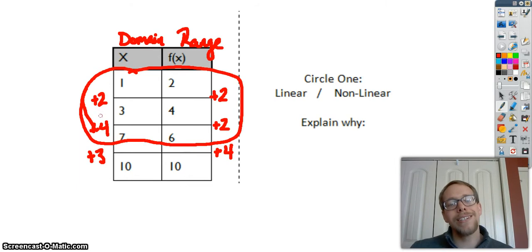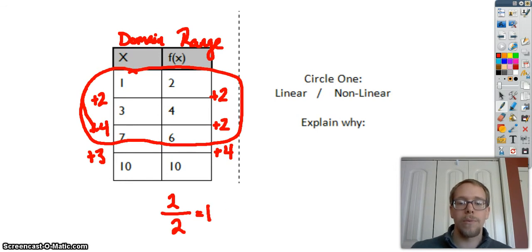Notice my difference in my input values is different. 1 to 3, that's a change of 2, but yet 3 to 7 is a change of 4. But my y values increase by the same amount. That means my slope is not constant. If I were to calculate the slope here, 4 minus 2, well, that's 2, over 3 minus 1, well, that's 2. That's a slope of 1.